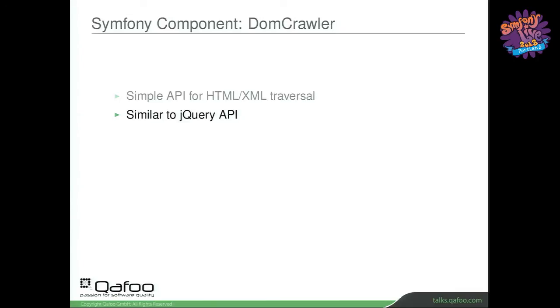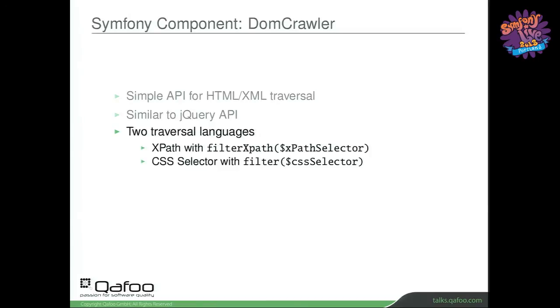So we have this crawler object, and we can start adding CSS selector and XPath expressions to traverse, and then have some additional methods to extract values from the HTML or XML. As I said, there are two traversal languages. XPath is always enabled, so you always can use XPath if you want.